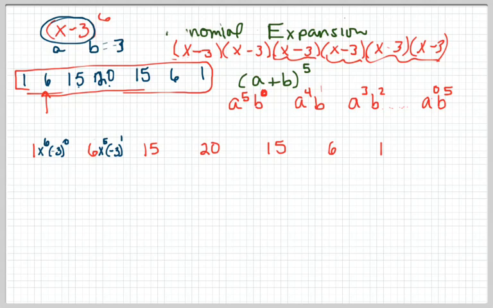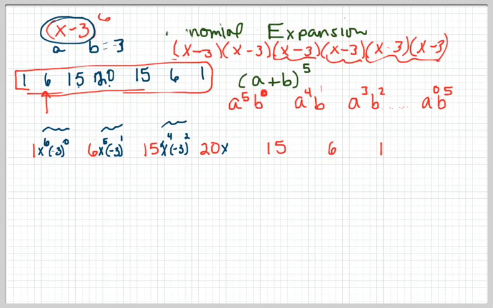And the a term x will go down by a degree, and the b term will go up by a degree. Okay? Notice something about these exponents. They always add up to 6, so it'll help you keep track of what degree goes with who.